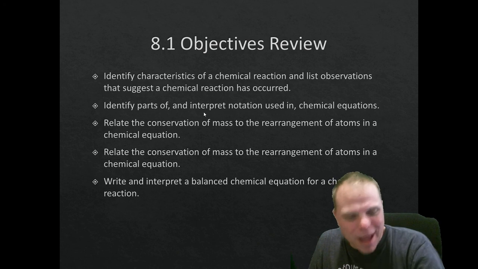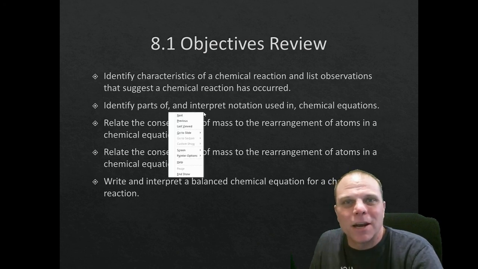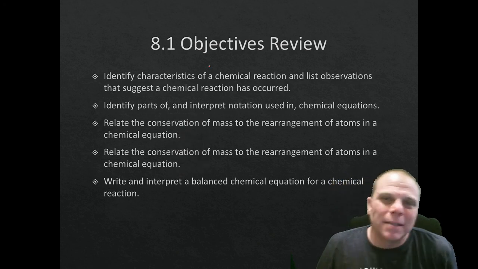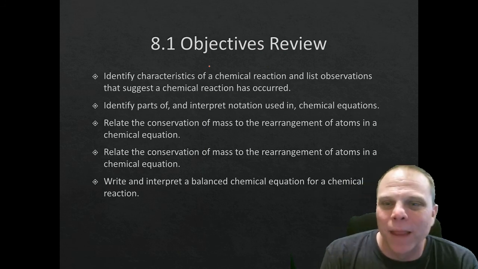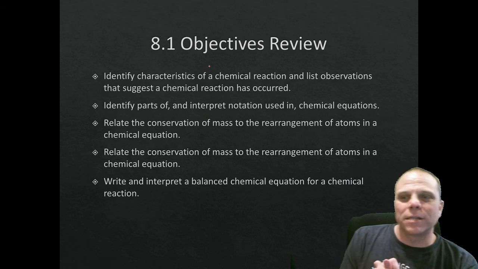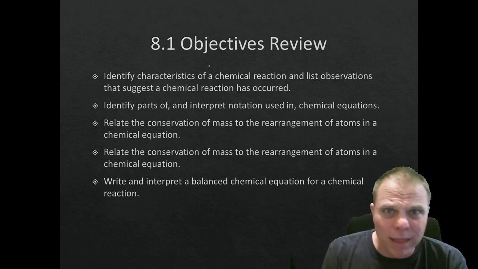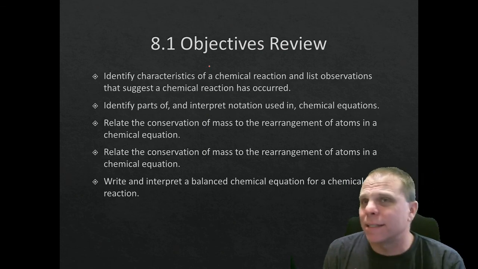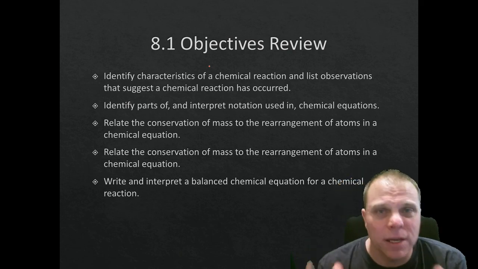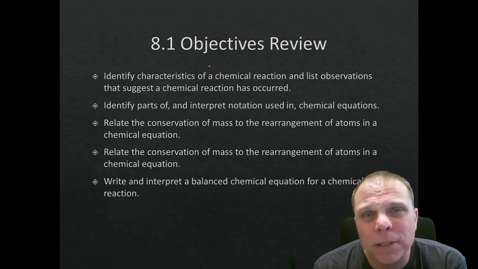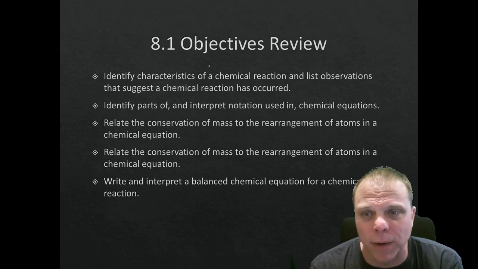All right, here we go. Did we do everything we set out to do today? I know I went kind of fast, but let's see if we can do what we set out to do. We wanted to identify characteristics of a chemical reaction, things like it releases heat, releases gas, releases light, changes color. These are the characteristics that will help us to know if a chemical reaction has taken place, right?